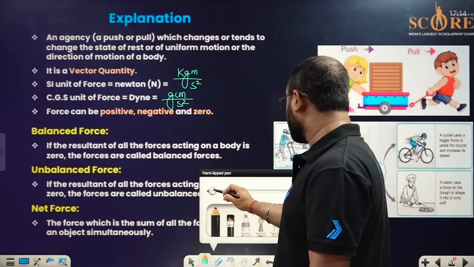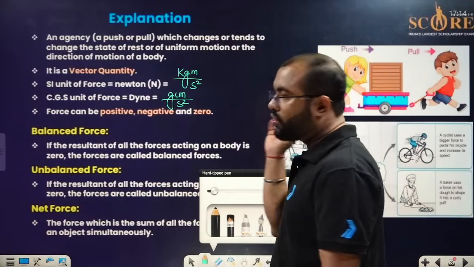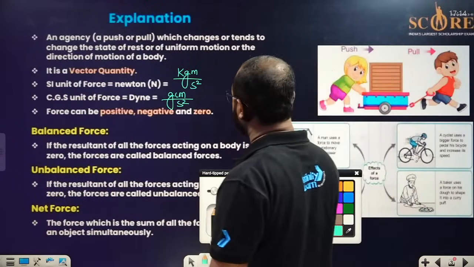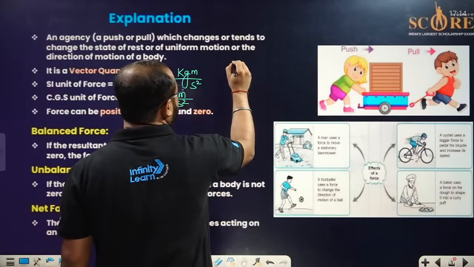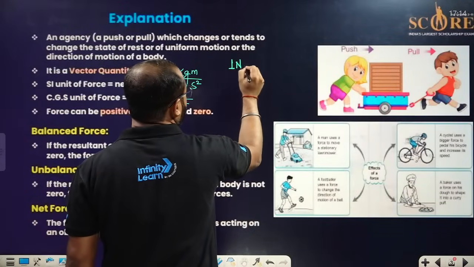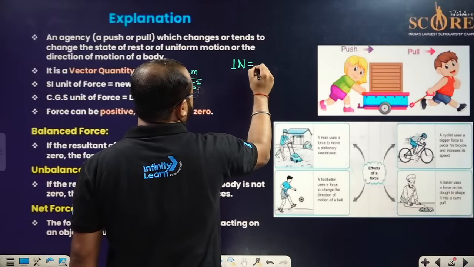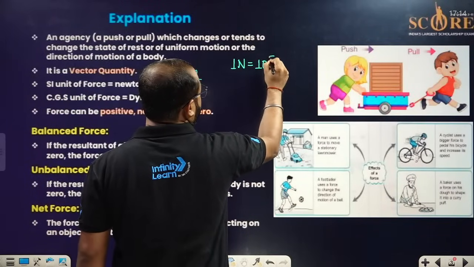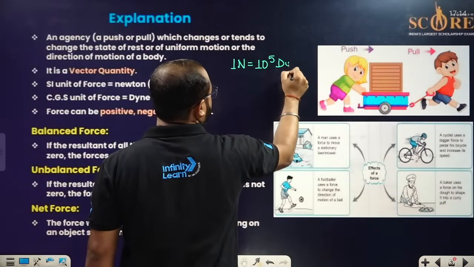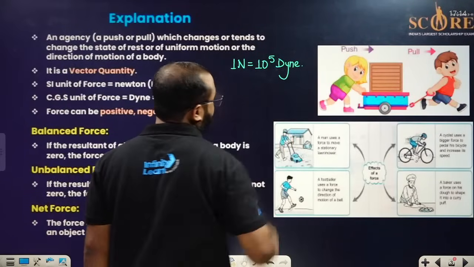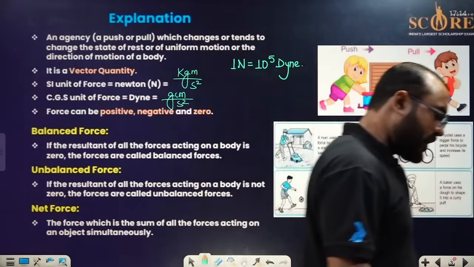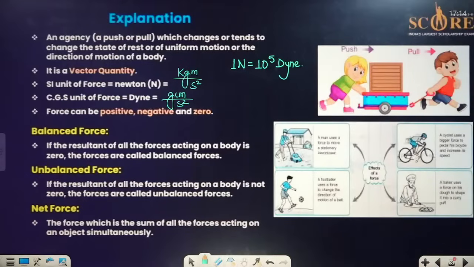Now moving next, we have to know the conversion of this. What is the conversion? Please do remember, everyone, that 1 Newton will be equal to 10 to the power 5 dyne. This is something that you should remember because in the question you may have to convert from dyne to Newton. So it should be very much clear.